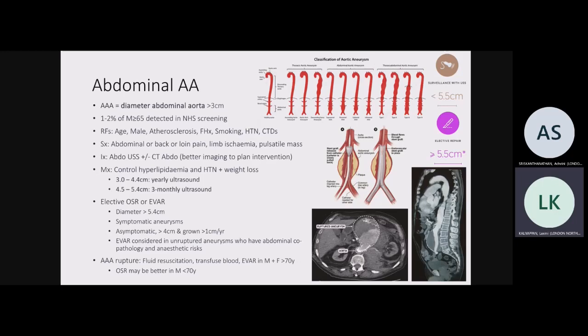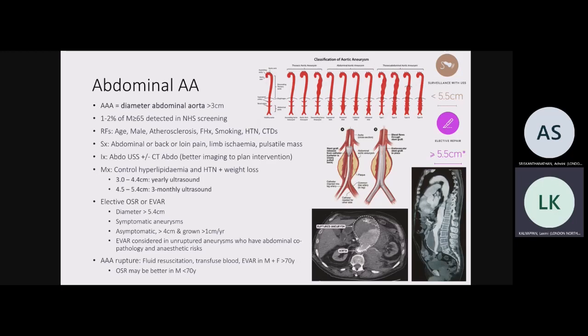Investigations are abdo ultrasound as well as a CT abdomen if you're planning for intervention. And management conservatively initially is to encourage weight loss and to control risk factors, so hyperlipidemia and high blood pressure. So in the screening program, people with aneurysms that measure from 3 to 4.4 centimeters get annual ultrasounds. And once you've hit 4.5 centimeters, which was the case in our question, they then go on to having 3 monthly ultrasound scans.